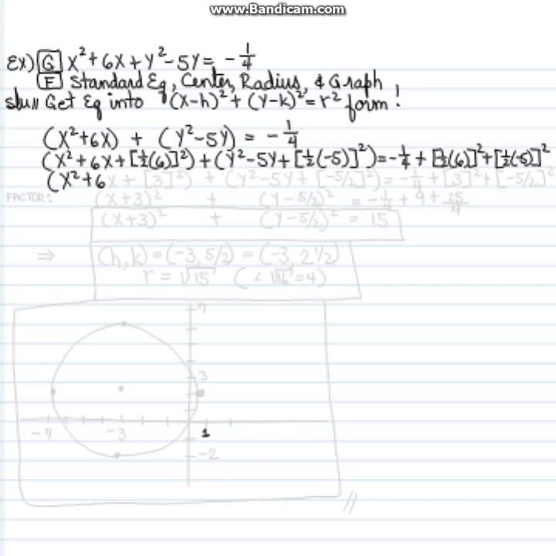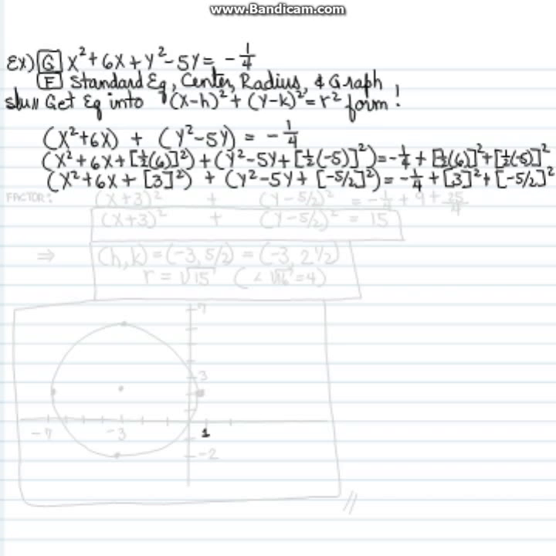Now simplify inside the brackets, on both sides. So that's 3 squared, and then we also have (negative 5/2) squared. Do that to the other side. Bring down the equal sign, the negative 1/4 plus 3 squared plus (negative 5/2) squared.